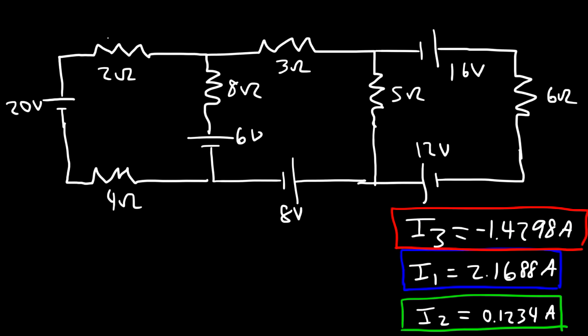Now I1, the current that flows through this branch, that's in the right direction. So this is 2.1688 amps. And so this is positive, and this side of the resistor has to be negative. Now I2 is flowing through this resistor, and because I2 is positive, we have the right direction, and I2 is 0.1234 amps, which we can write that later. But we know this is the positive terminal of the resistor, and this is going to be the negative terminal of the resistor.